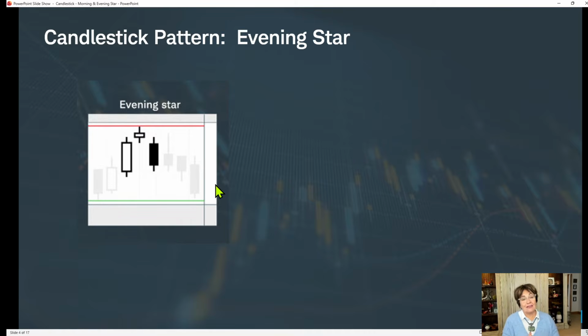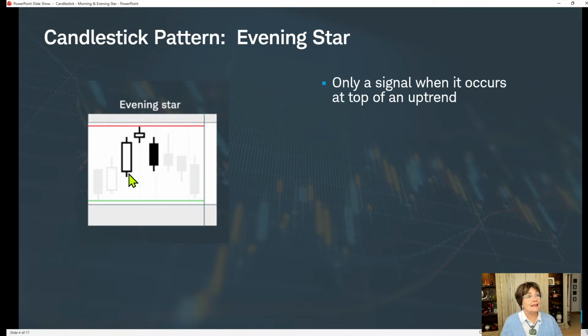So having said that, here's our evening star pattern, and it is comprised of 3 candles. The first candle is big and it is bullish. And when we look at this pattern, it's only considered to be a valid pattern when it occurs at the top of an uptrend. So we have to keep that in mind. And then we look for our first candle to be big and bullish.